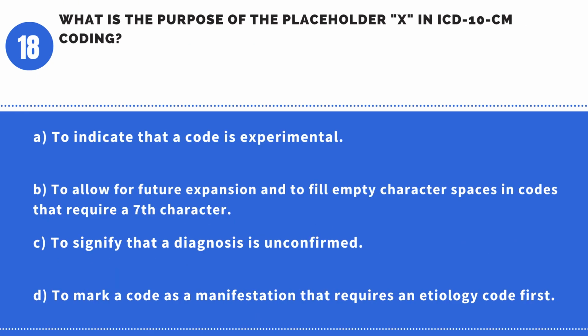Question 18. What is the purpose of the placeholder X in ICD-10-CM coding? A. To indicate that a code is experimental. B. To allow for future expansion and to fill empty character spaces in codes that require a seventh character. C. To signify that a diagnosis is unconfirmed. D. To mark a code as a manifestation that requires an etiology code first.